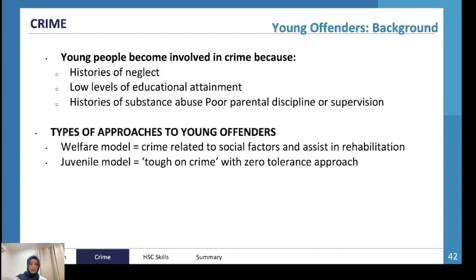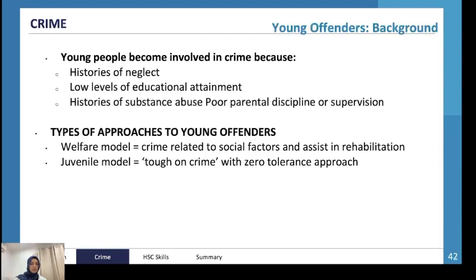So young people tend to become involved in crime because of histories of neglect, low levels of educational attainment, and histories of substance abuse, where that can also be looking at poor parental discipline or supervision.